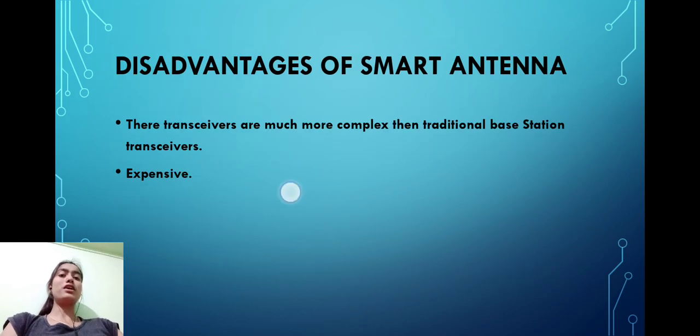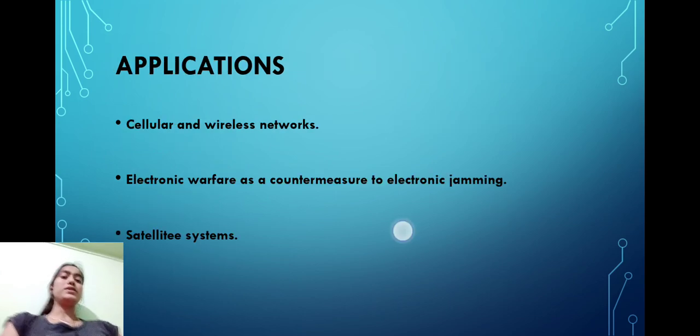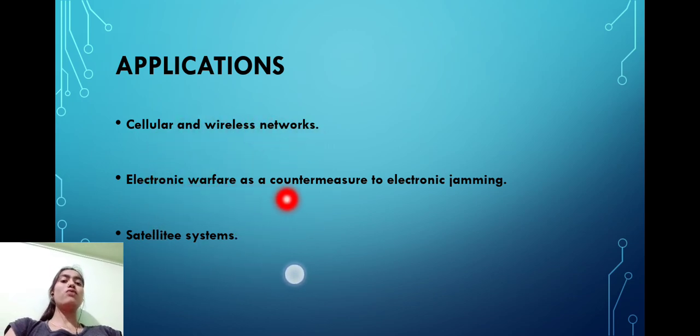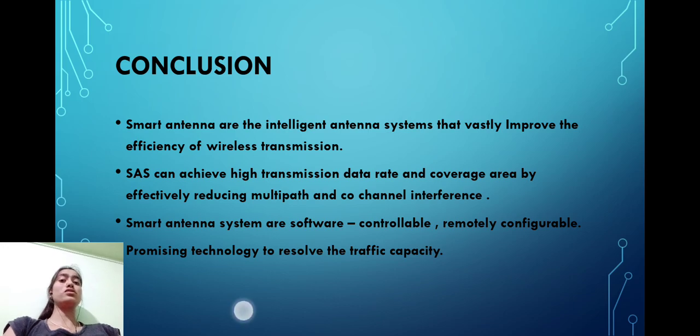Next comes the disadvantages. Their transceivers are much more complex than traditional base station transceivers, and these are expensive. Next comes the applications. Cellular and wireless networks. It is used in cellular and wireless networks, used in electronic warfare as a countermeasure to electronic jamming, and used in satellite systems. Conclusion.